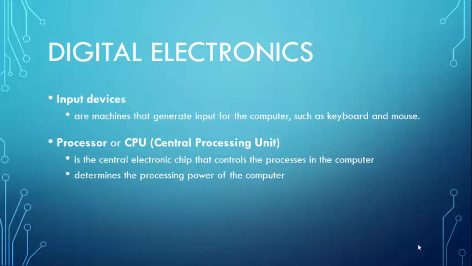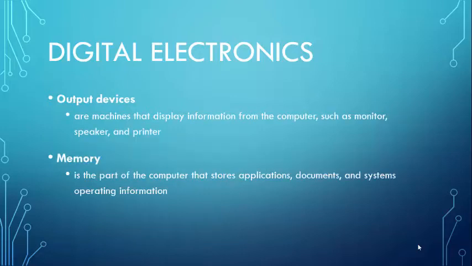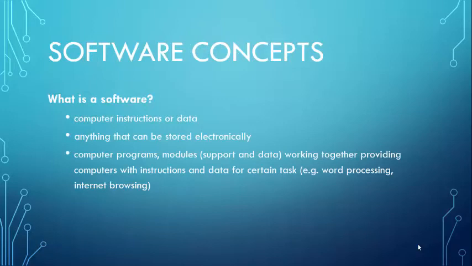Input devices are machines that generate input for the computer, such as keyboard and mouse. The processor or CPU, central processing unit, is the central electronic chip that controls the processes in the computer. It determines the processing power of the computer. Memory is the part of the computer that stores applications, documents, and operating system information. Output devices are machines that display information from the computer, such as monitor, speaker, and printer. What is software?